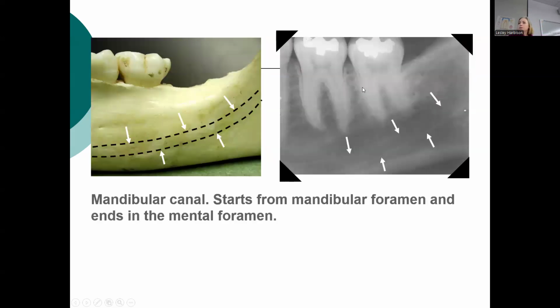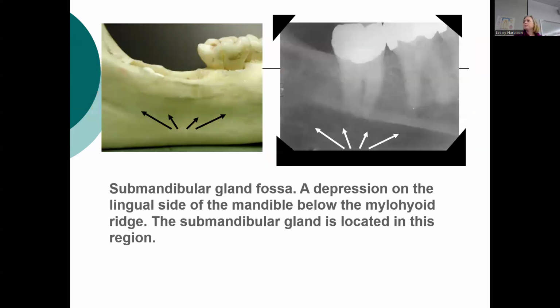Is this the same picture as before? I think it's the same one. External, internal, submandibular fossa, and this is just a nice picture of the canal. It shows the canal pretty well. I feel like that's the same one as before, but maybe not. Submandibular fossa, this is on the skull, and then down here, internal oblique ridge, external oblique ridge.